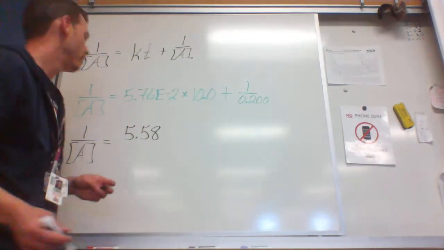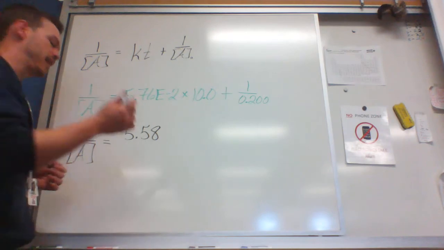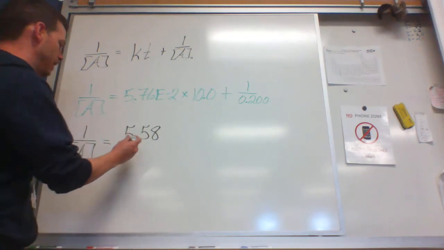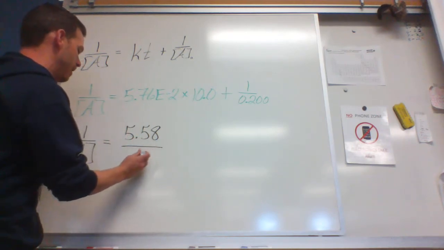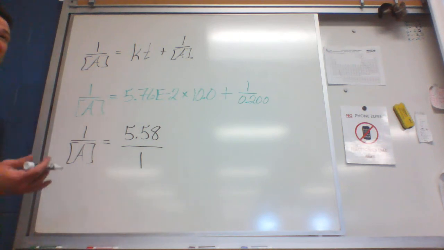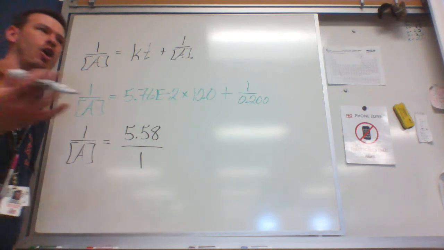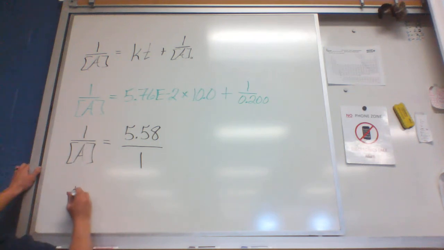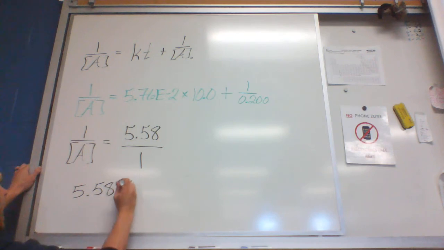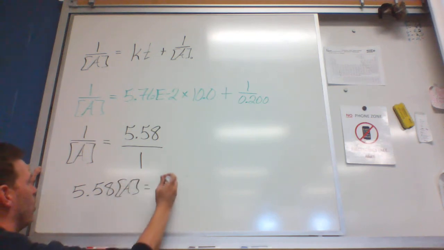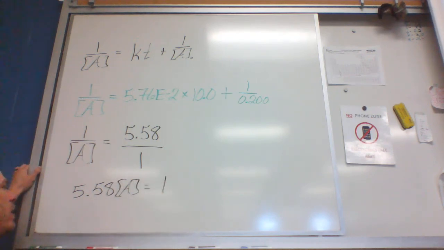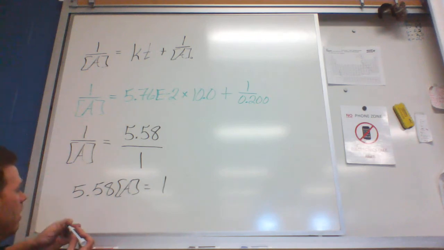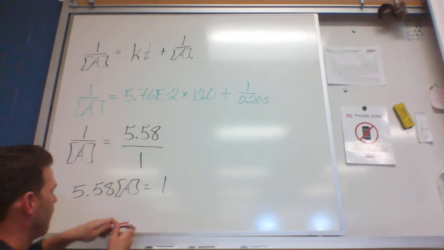Okay. Now, solving from here is simple. Based on the questions that y'all asked me on Schoology a lot, I think y'all benefit by looking at it like that. But if you don't need to, then just solve. It's algebra. If you cross multiply, it ends up being 5.58a equals 1. So then how will we solve for a? Divide by 5.58.